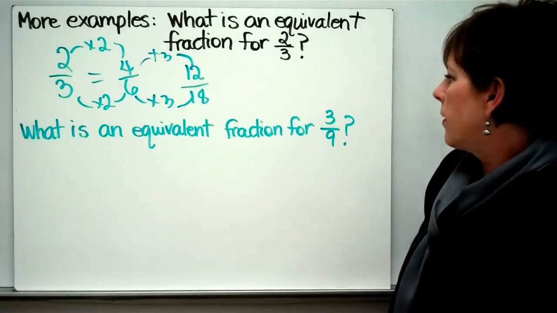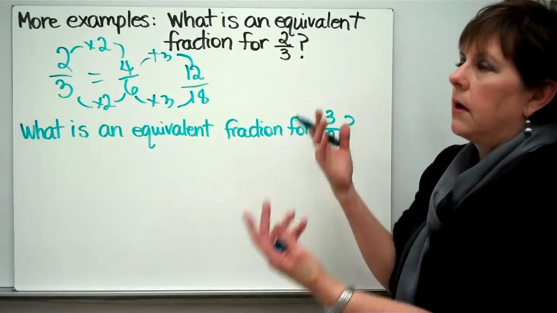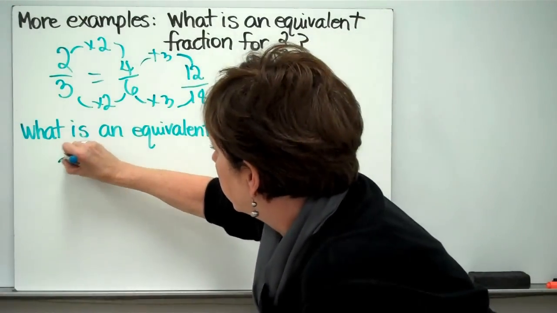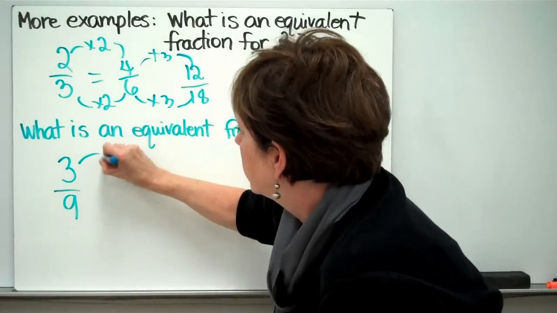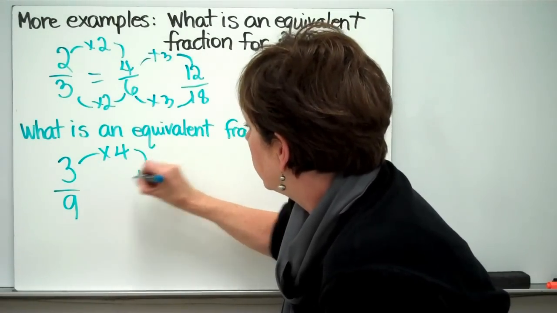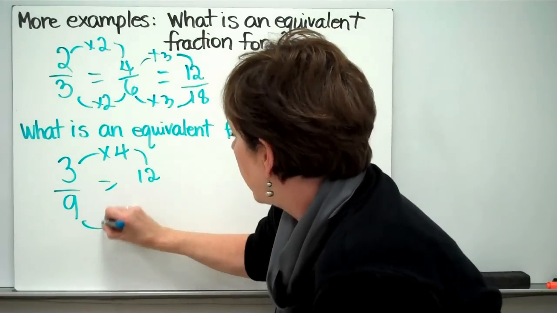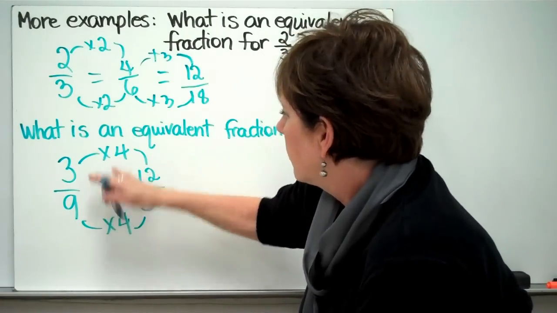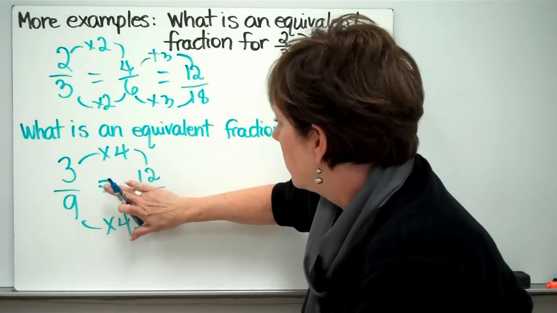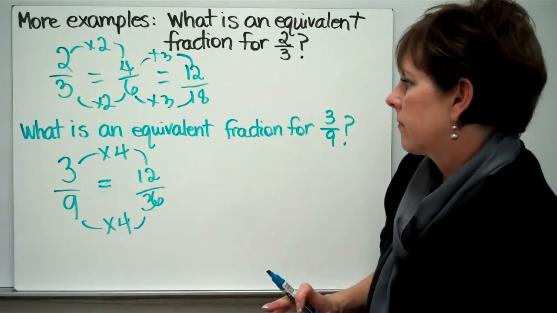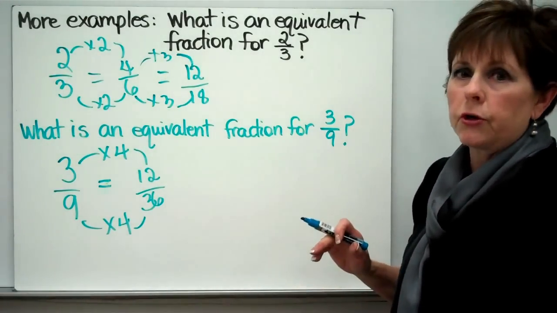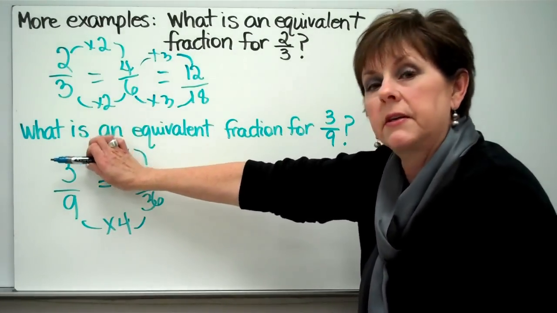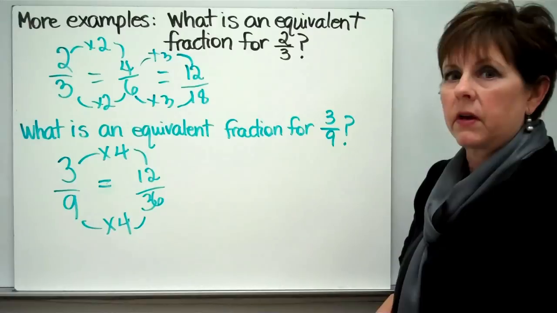Here, what is an equivalent fraction for 3/9? I could multiply by 2. I could multiply by 3. I could multiply by 4. Let's see. 3/9 times 4. That would be 12. And 9 times 4 is 36. So 3/9 is equivalent to 12/36. Could I multiply by 2? Sure, I could have multiplied by 3, by 4, by 5, as long as I do it both to the top number and the bottom number, I can make it equivalent.